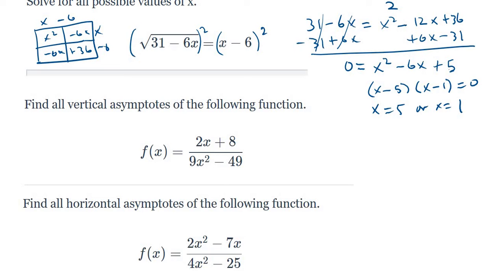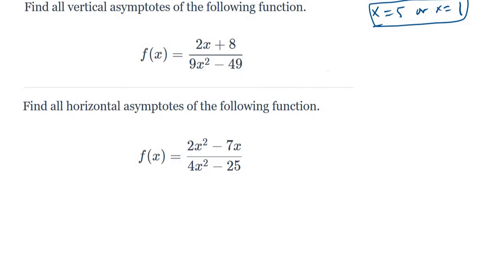Let's test 1. 6 times 1 is 6. 31 minus 6 is not a negative number. So we are good. Both answers are correct. So those are the two answers you type into the box. Okay. Now the next problem says to find the asymptotes.